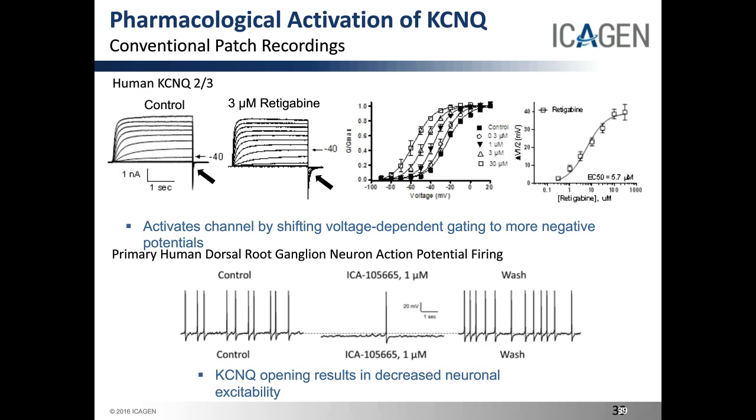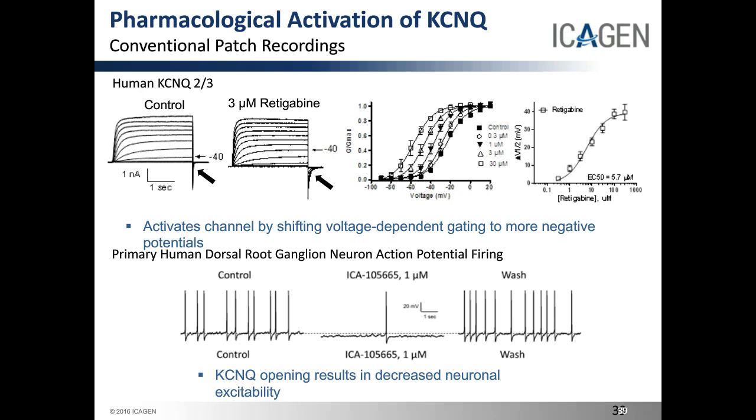Under control conditions, the channel opens at potentials near the threshold for action potential firing, and you can see that there's numerous spontaneous action potentials in the control recording. However, when the opener is present, the channel opens at potentials closer to the resting potential of the neuron. This causes a hyperpolarizing shift in the membrane potential of the cell, which makes it more difficult to reach the threshold for action potential firing, thereby reducing the number of action potentials we observe per sweep.